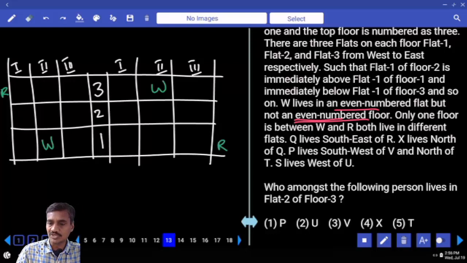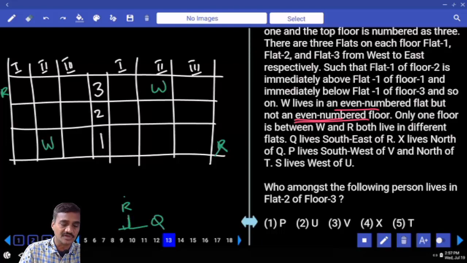W and R both live in different flats. And Q lives to the southeast of R. And where is this Q? Now Q is to the southeast of R. As Q is to the southeast of R, this place is not possible, isn't it? Hence R can be either on the first or on the second. Can R be in the second flat? No, because W and R are not in the same flat. Hence R must be here. If R is here, then where should Q be? Q can be here, here, or here, 3 different possibilities.